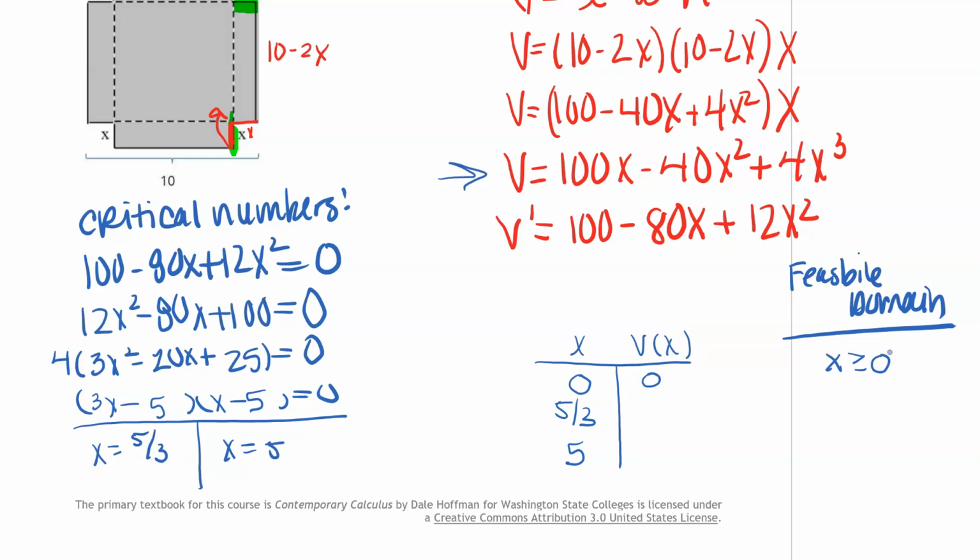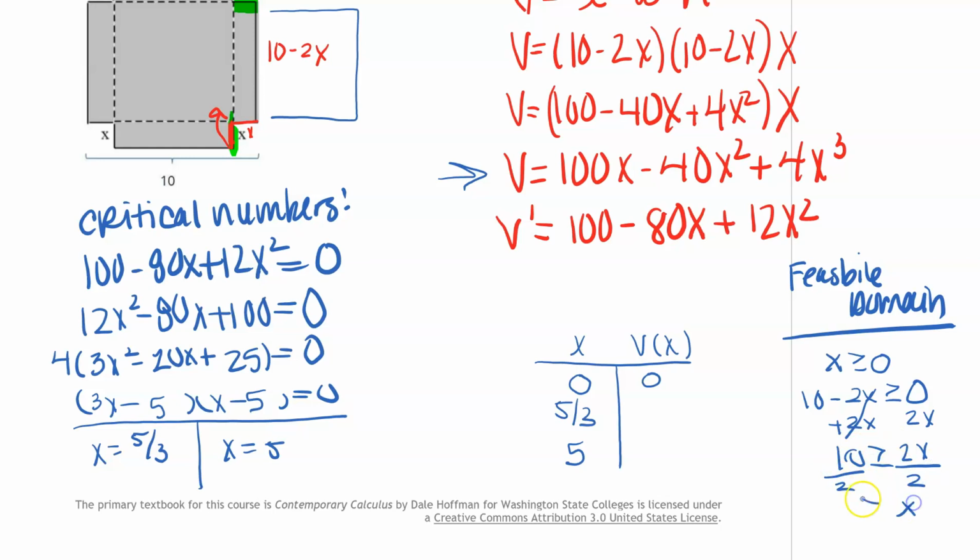Then the other thing that we know is that 10 minus 2x must be greater than or equal to 0 because the side length has to be at least 0. Again, not the best box, but then it'll go up from there. The main thing is it can't be negative. So if I solve this simple inequality, I get 10 greater than or equal to 2x, and then divide by 2. So x has to be less than or equal to 5.